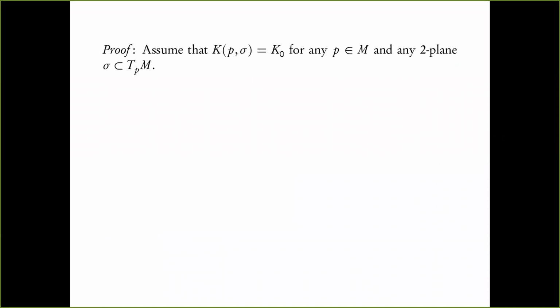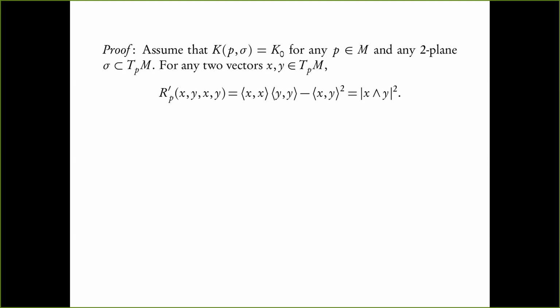This abstract way of thinking about curvature and symmetries and so on, this algebraic viewpoint, is quite nice and powerful because it helps you prove results which otherwise, if you just try to think of in pure geometric terms, would be very hard. Okay. So anyway, assume that K_p(sigma) is K0 for any P and any 2 plane, meaning that the sectional curvature is constant.